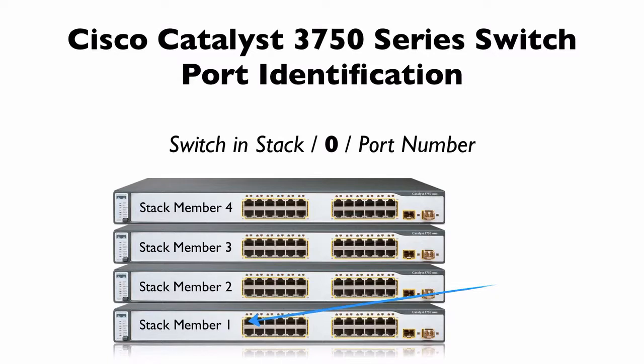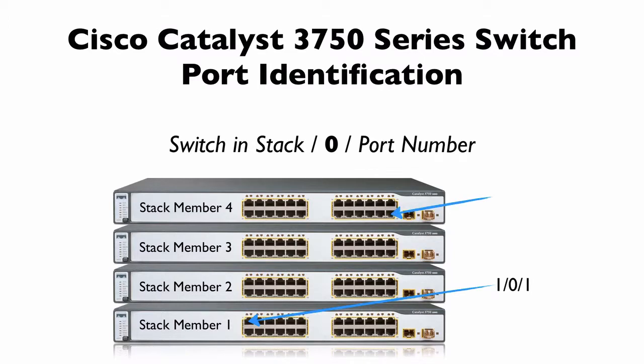It's stack member 1. We know that the second number is a 0, and it's port number 1 on that switch. That means that if we were administering this collection of switches as a stack, or even just that bottom switch independently, that port identifier would be 1, the stack member number, /0, because it's always 0, /1, the port number on that switch. Let's do one more.